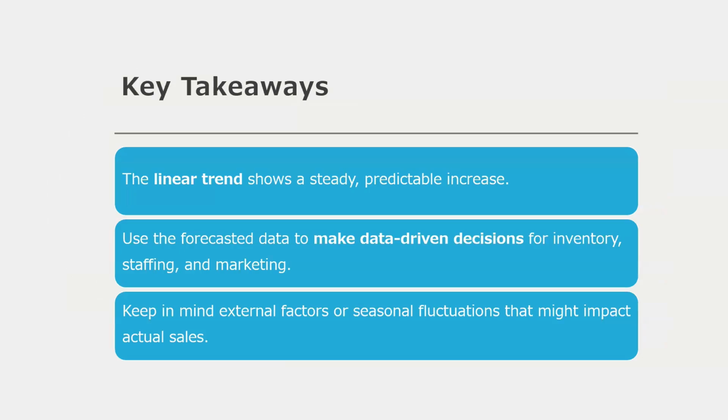Key takeaways. The linear trend shows a steady, predictable increase. Use the forecasted data to make data-driven decisions for inventory, staffing, and marketing. Keep in mind external factors and seasonal fluctuations that might impact actual sales.